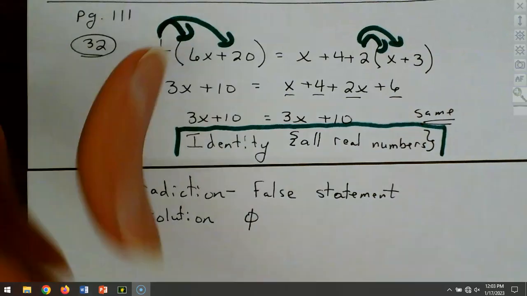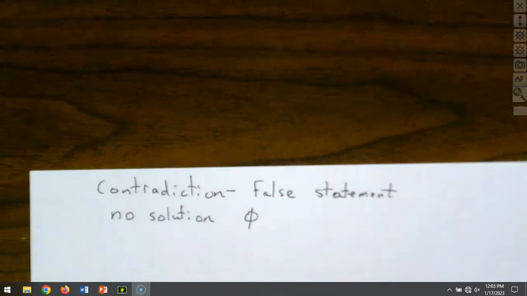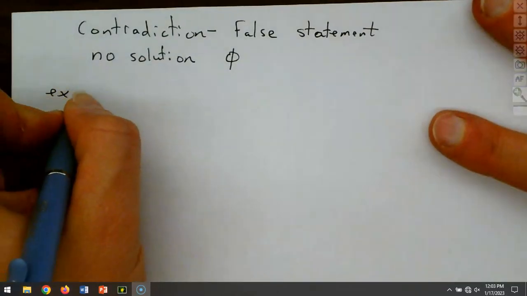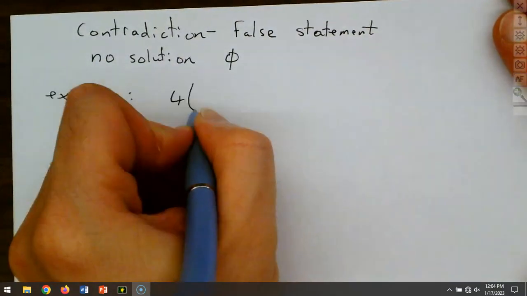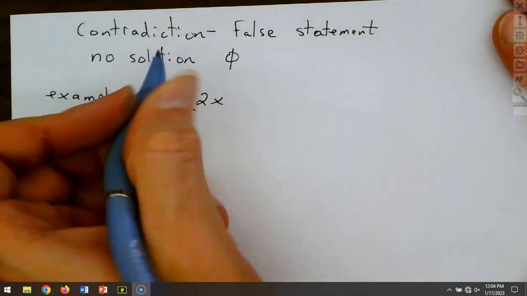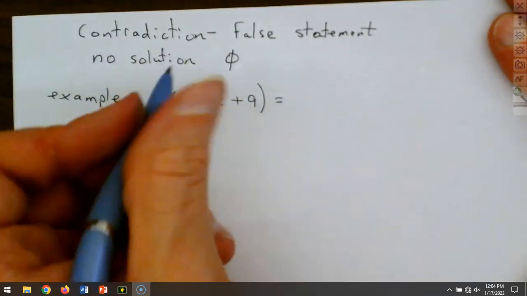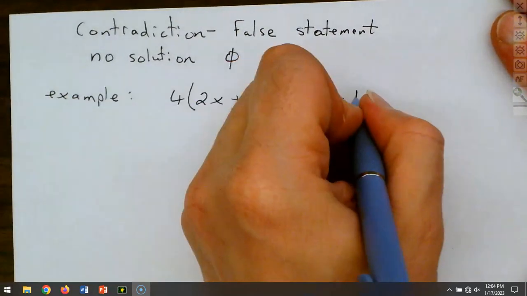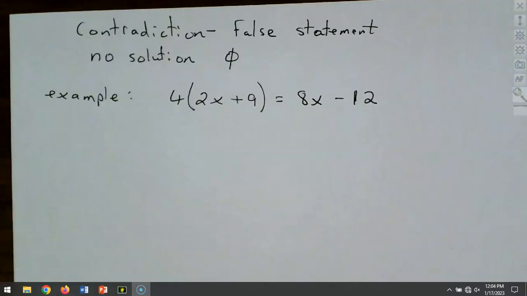It's a false statement. Now they may look like it's going to have a solution, but when you actually solve it, it doesn't. So here's an example. How about 4 times (2x plus 9) equals about 8x minus 12. So we'll do a pretty easy one here. And this is a very, very easy one to look at.